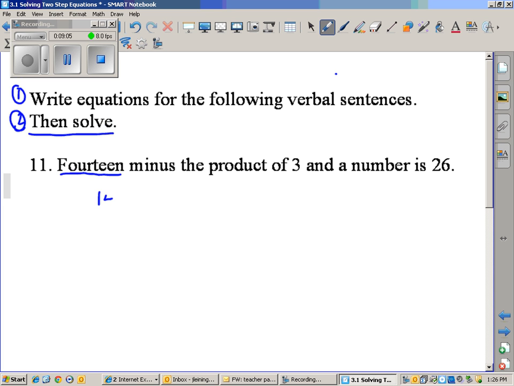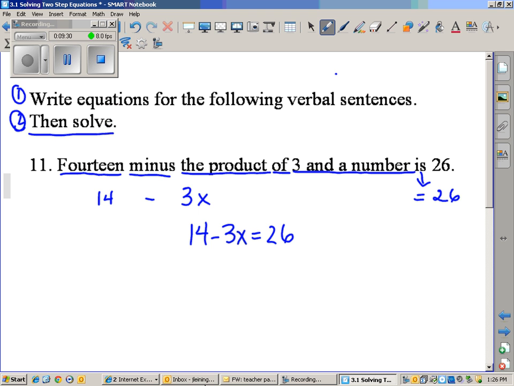14, well, there's 14, minus, there's the minus sign, the product. We're in multiplication of 3 and a number. The product of 3 and a number is, there's my equal sign, 26. So let's get it a little closer together. 14 minus 3x equals 26. This looks like the problems that we just solved earlier. We've just created our own equation. It wasn't given to us. I don't see distribution. I'm going to box it up.